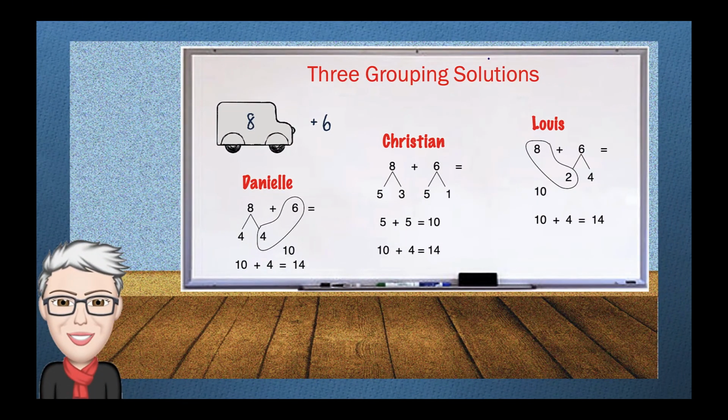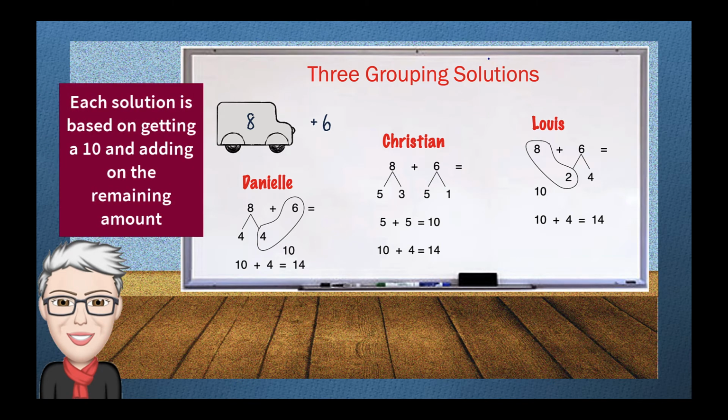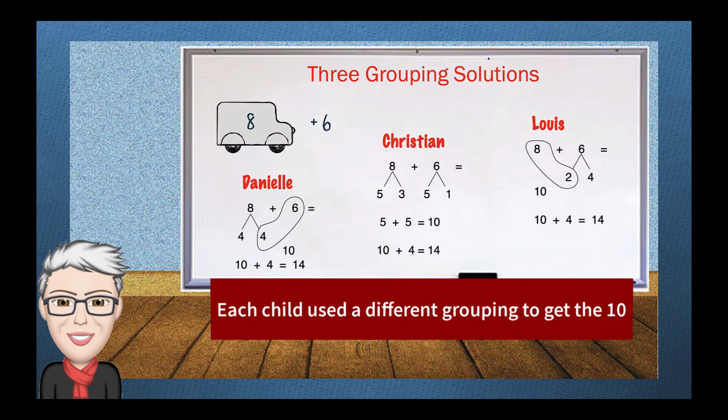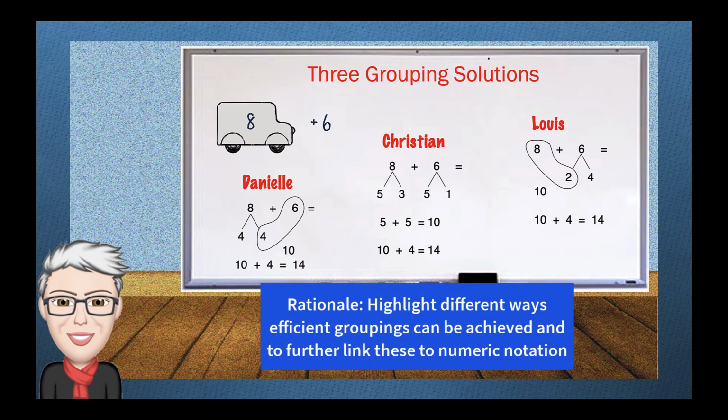At this point, the teacher might choose to continue the discussion by asking the class to notice similarities and differences in the 3 solution methods. Each one is a grouping solution that is based on getting a 10 and then adding on the remaining amount. But each child used a different grouping to get the 10. This discussion can be facilitated by ensuring that the notation for all 3 solutions is visible simultaneously. The rationale for including this aspect of the discussion is to highlight the different ways efficient groupings can be achieved for this task and to further link numeric notation to the children's ways of reasoning.